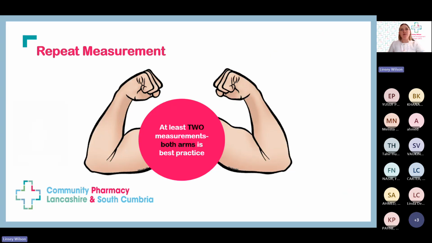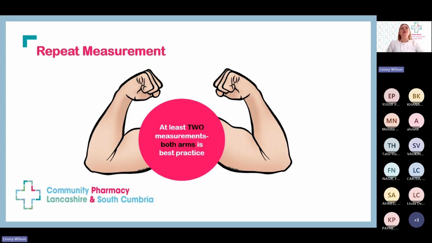Really important to repeat the measurement. Nice best practice is to do at least 2 measurements on both arms. So I know historically it was always you should do your blood pressure measurements on the left arm. It should always be the left, because it's got direct blood flow from the heart, and that's the most accurate. But actually, we need that comparison, and there's not enough evidence out there anymore to suggest that either arm outweighs the other.